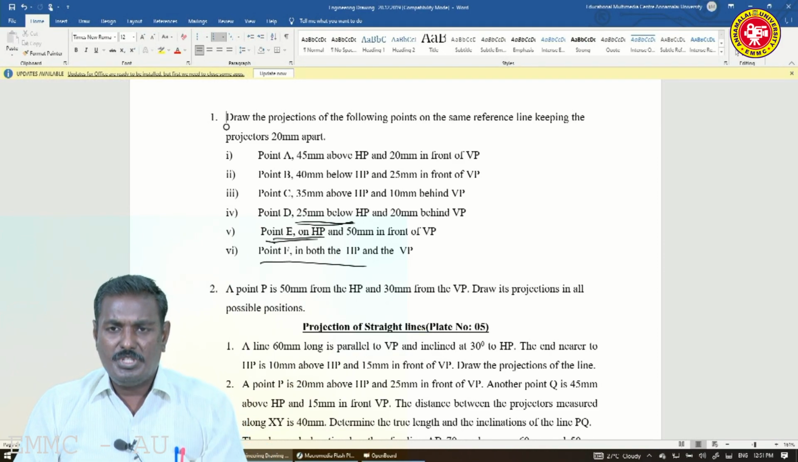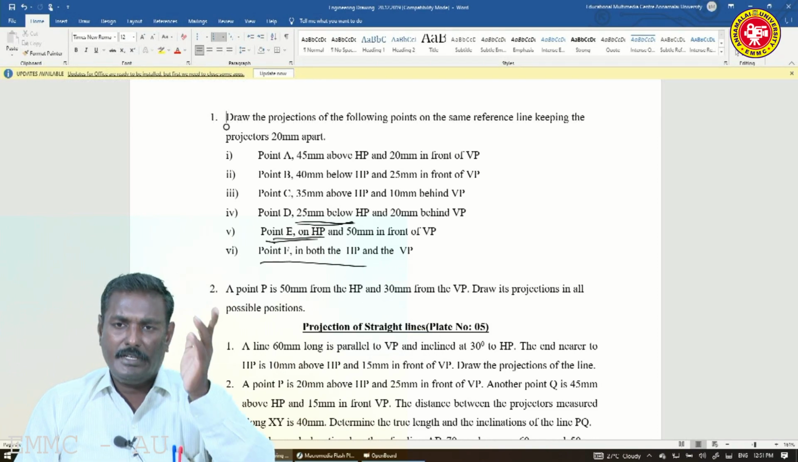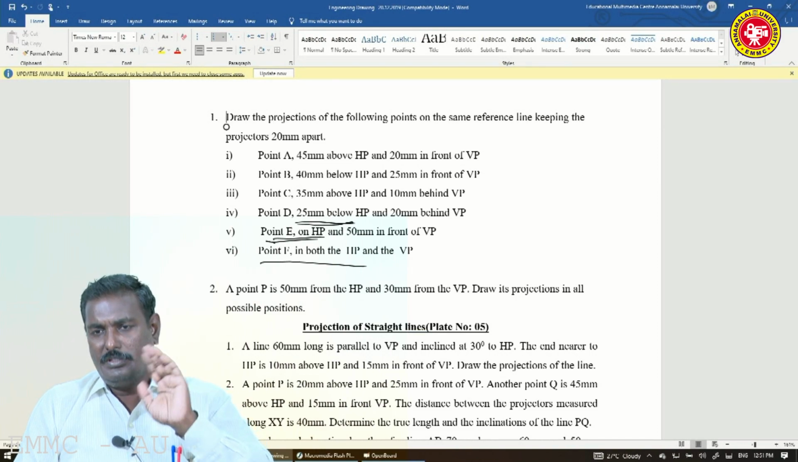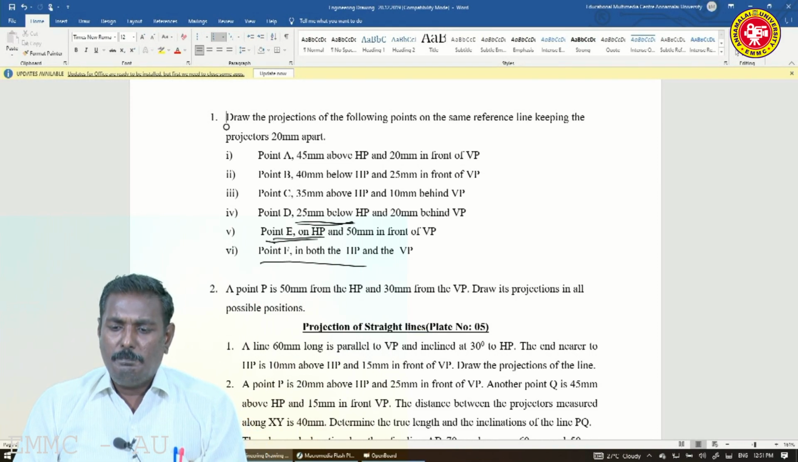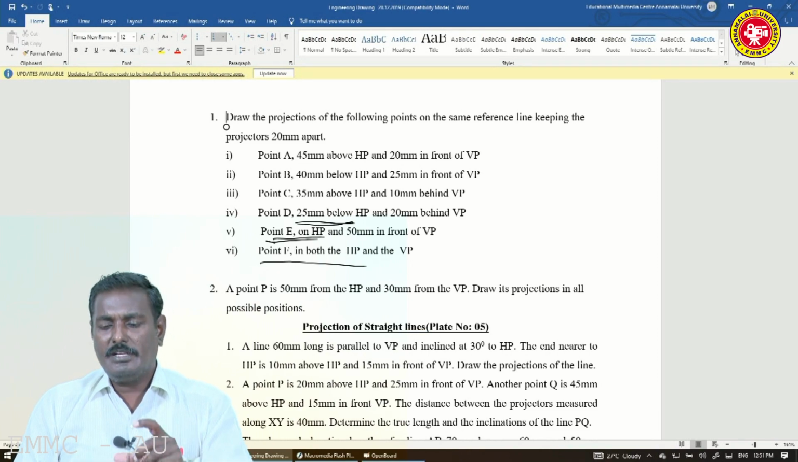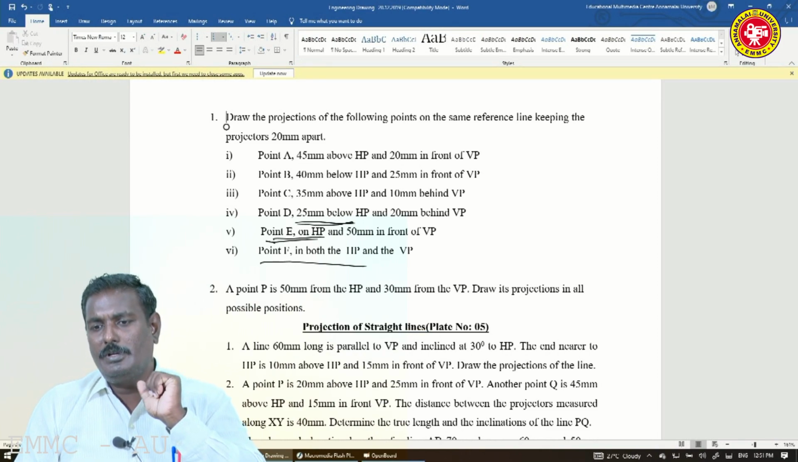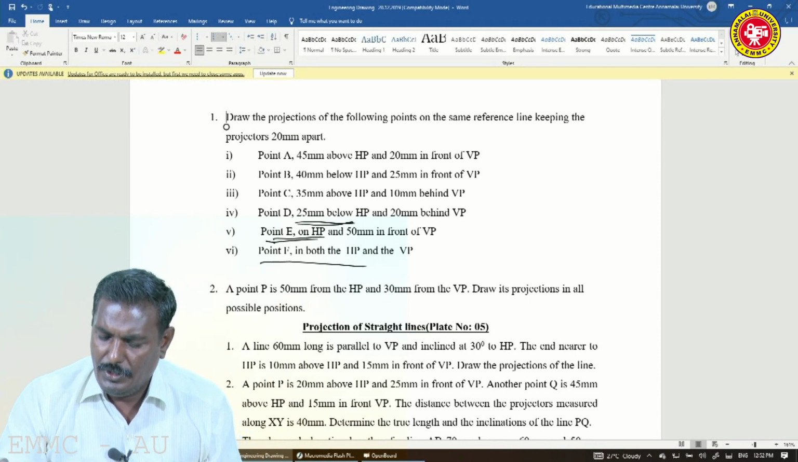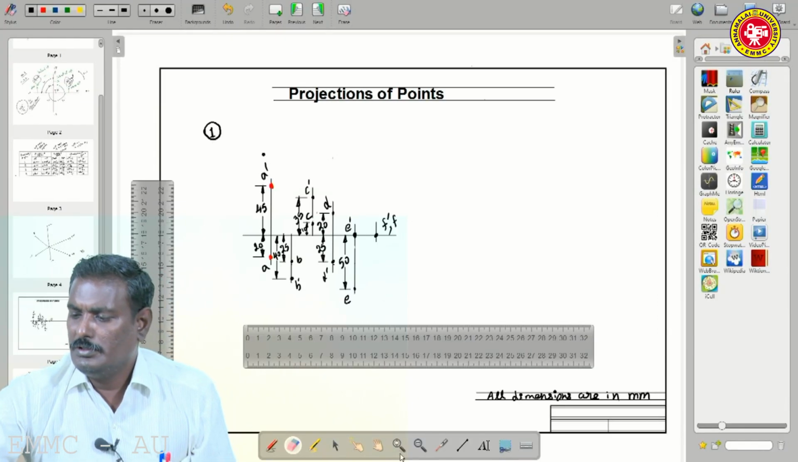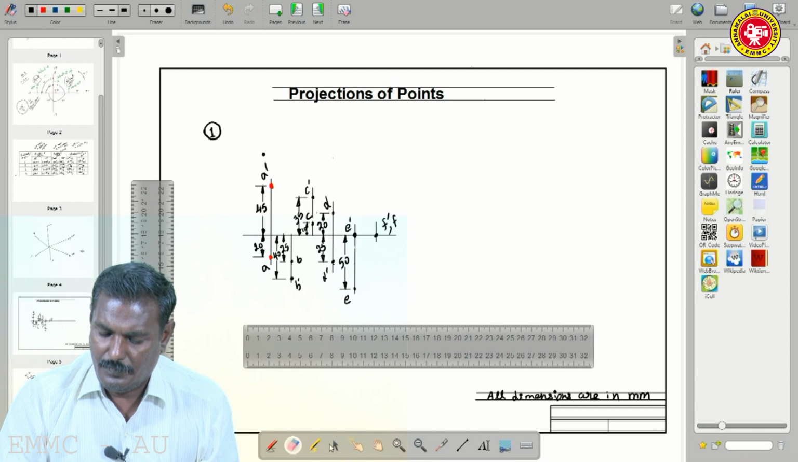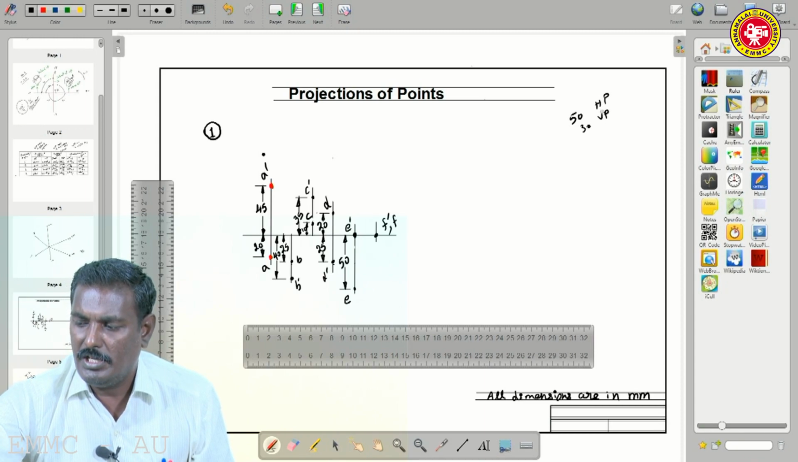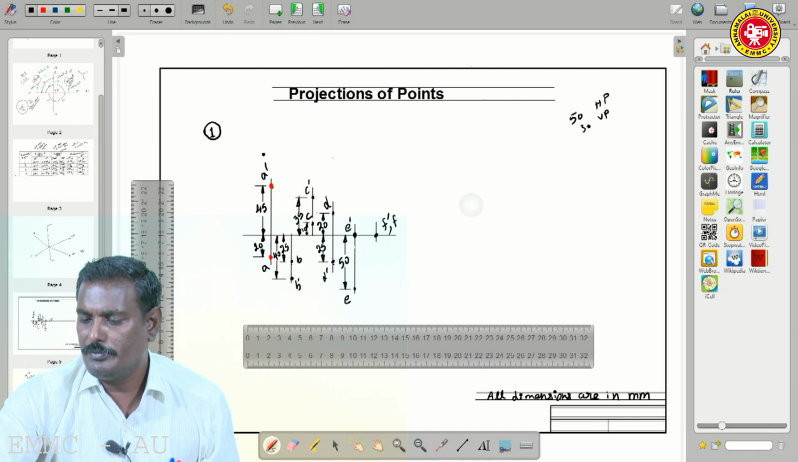So what are the possible positions? First quadrant, second quadrant, third quadrant and fourth quadrant. 4 possible positions, that is 4 angles. So by making it 4, then we have to take 50 mm and 30 mm from the respective reference planes. That is the concept here. So now we go for it. So what is given: 50 for HP, 30 for VP. So second problem.